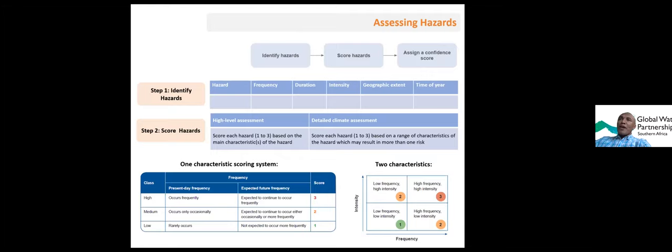Okay, so how do you assess hazards? There are basically three steps. The first one is identification of the hazard. In the tool, you will find a list of hazards. Maybe you can pick from that, but you can also add additional hazards you may anticipate. But the key is trying to understand and characterize the hazard. For example, if you take flood, what is the frequency of the flood? How long is its duration? What's its intensity? What is the geographical extent of the flood, and at which time of the year will this flood come? That kind of characterization and understanding of the hazard is important.